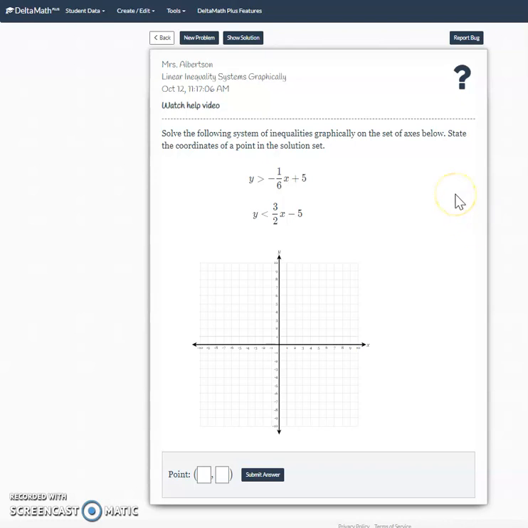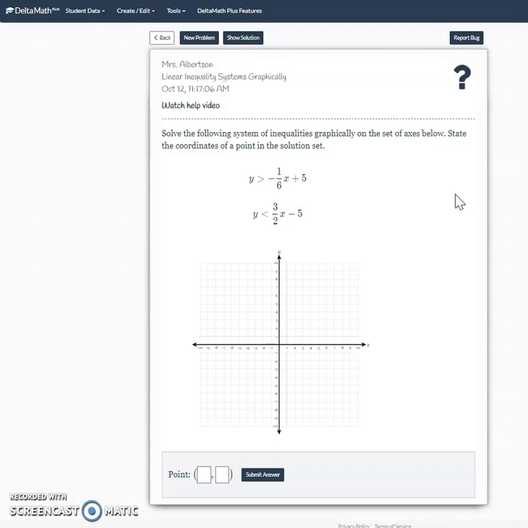So what's going to happen when we have a system of inequalities? It's just like a system of equations where we have two or more, this time inequalities, and what we're going to do is look for the solutions that they have in common.